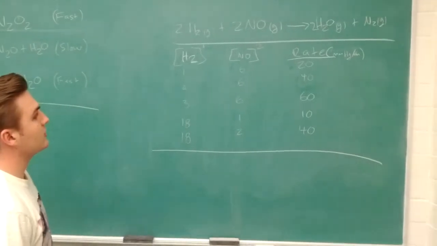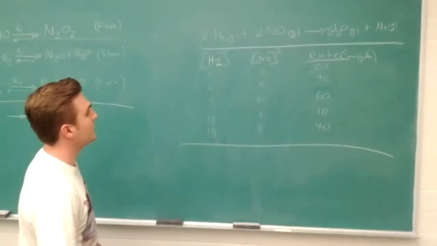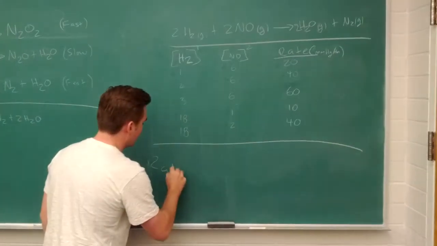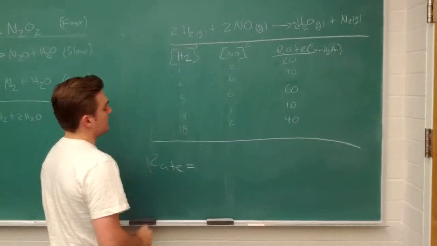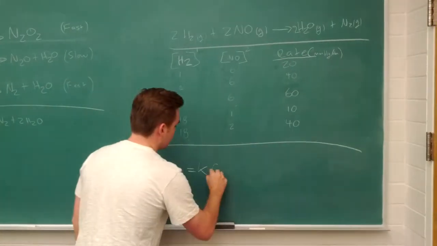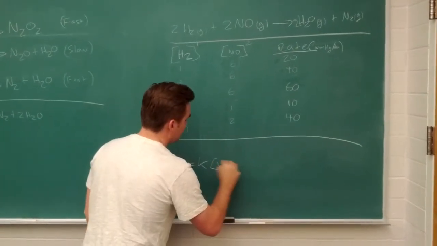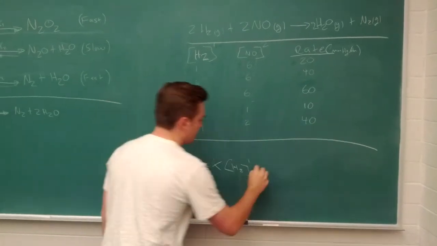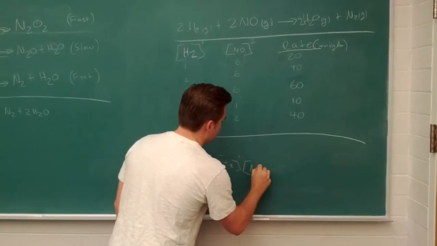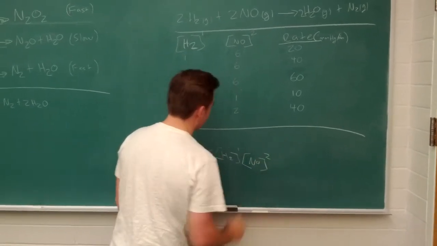So we're squaring that. So if we want to write our rate law, now we're ready. We know that the rate of our reaction is determined by the K constant. We'll talk about that in just a second. Times the concentration of H2. The exponent for H2 was 1. Times the concentration of NO. We know that that was squared.